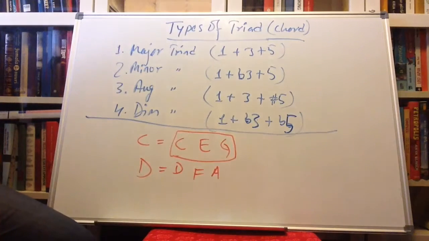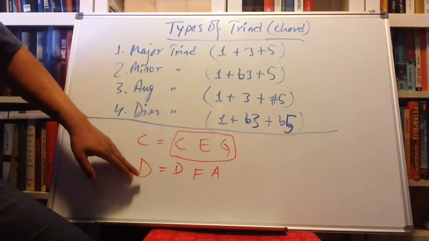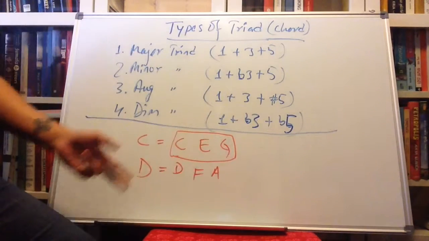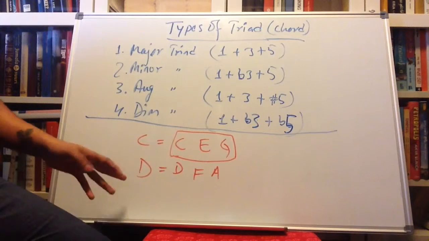Like for example, you have to figure out what is E minor chord. Then you can figure out E minor would be E, flat third would be G, fifth would be B. So E, G, B would be E minor.